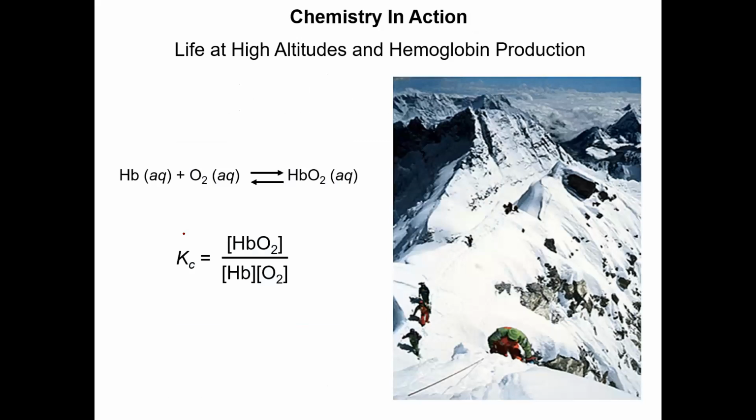Now, if we look at hemoglobin, high altitudes and hemoglobin production, for example, at high altitudes there's less oxygen. What is that going to do? Well, you need more hemoglobin, forcing it to go that way to enable the blood to carry more oxygen. And that's why people, after a while, get more hemoglobin in the blood if they live at higher elevations.